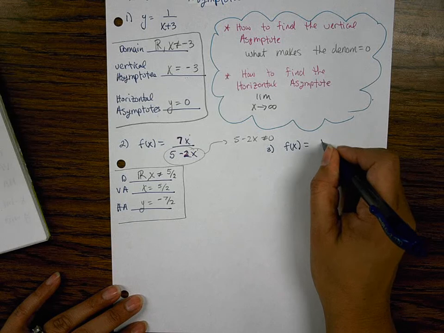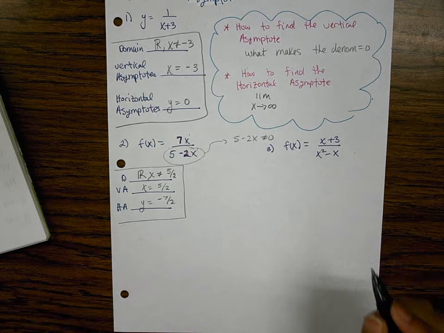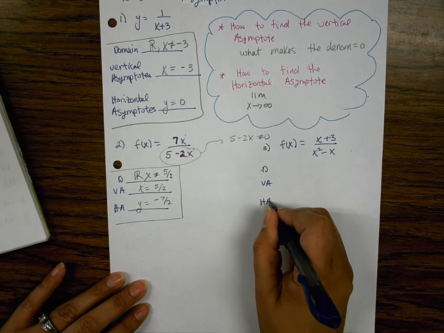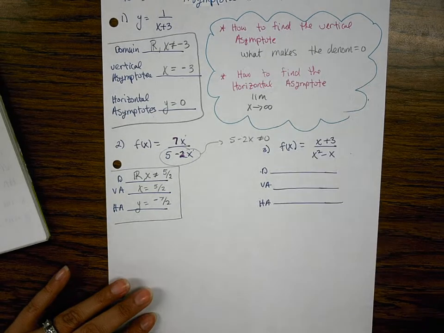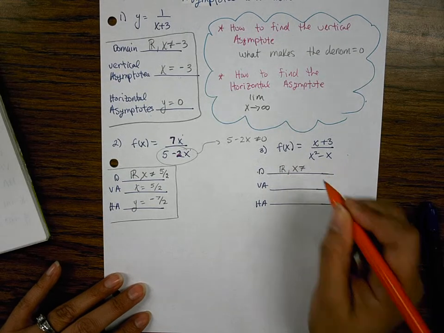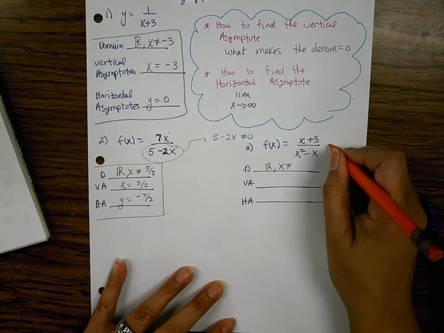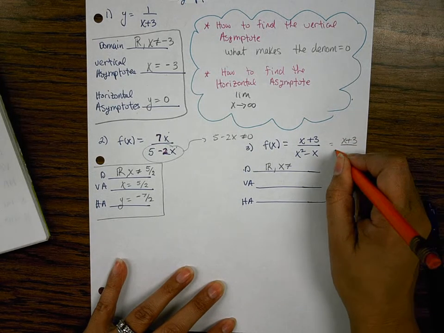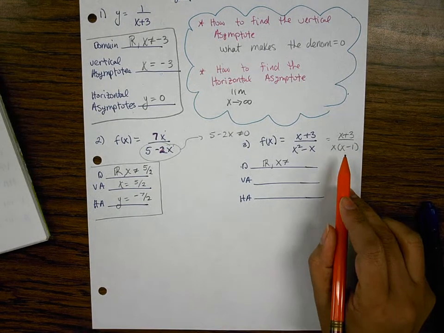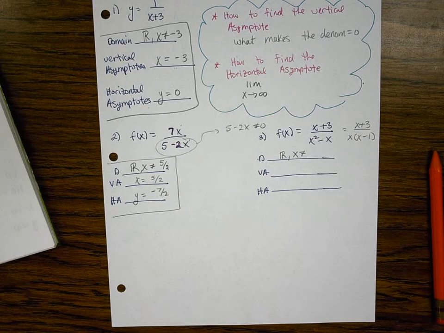All right. Number 3, f of x equals x plus 3 over x squared minus x. Domain, vertical asymptote, horizontal asymptote. Okay, all reals such that x cannot equal. Okay, so we set the bottom equal to 0. I can see that I'm going to have to factor that, take out a GCF of x, leaving behind x minus 1. And when I set the bottom equal to 0, I'm going to get 2 solutions.